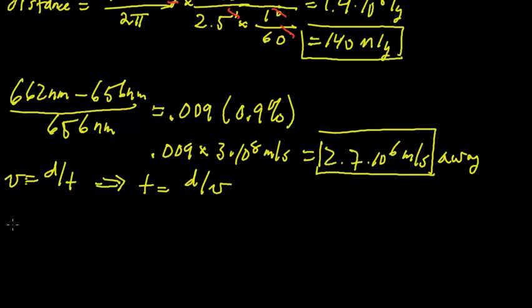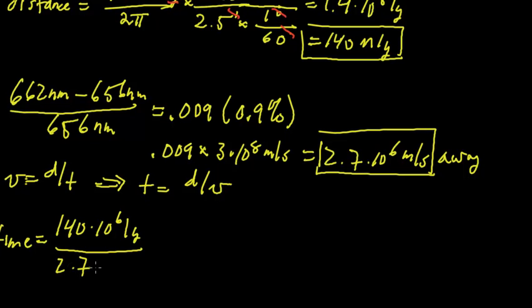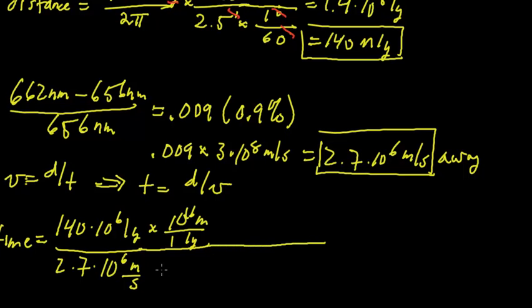And so just doing this out, the time is equal to the distance, which is 140 megalight years, so times 10 to the 6 light years, divided by the speed, which is 2.7 times 10 to the 6 meters per second. Now I'm going to do a whole bunch of conversions to get the units to match. Essentially I want the light years to cancel, so I'm going to get rid of light years here. 1 light year is 10 to the 16 meters, and then I also want to convert the per second down here into something like years, so that it comes out in years.